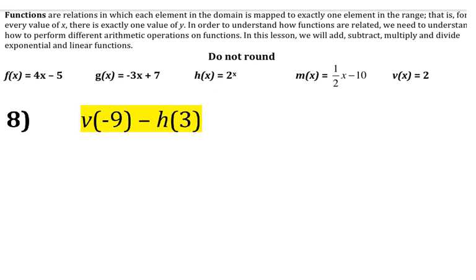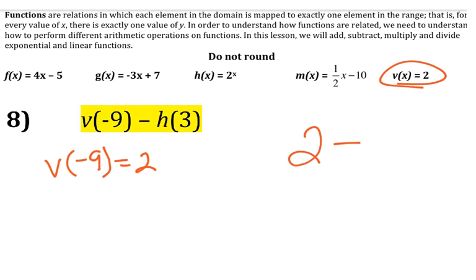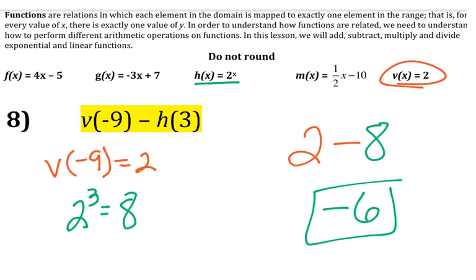Number 8, v of negative 9 minus h of 3. So v of negative 9, that's the same thing as before, and it doesn't matter if we're putting in 5 or if we're putting in negative 9, it's just equal to 2. So I'm going to have 2 minus, and then h of 3, I'm going to use my h of x function. So 2 to the third power, that's 2 times 2 times 2, which is 8. So I'm doing 2 minus 8, which is negative 6.